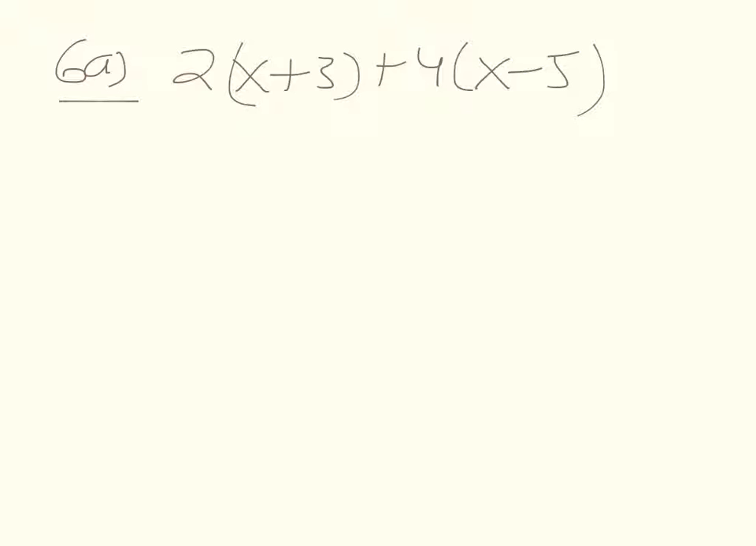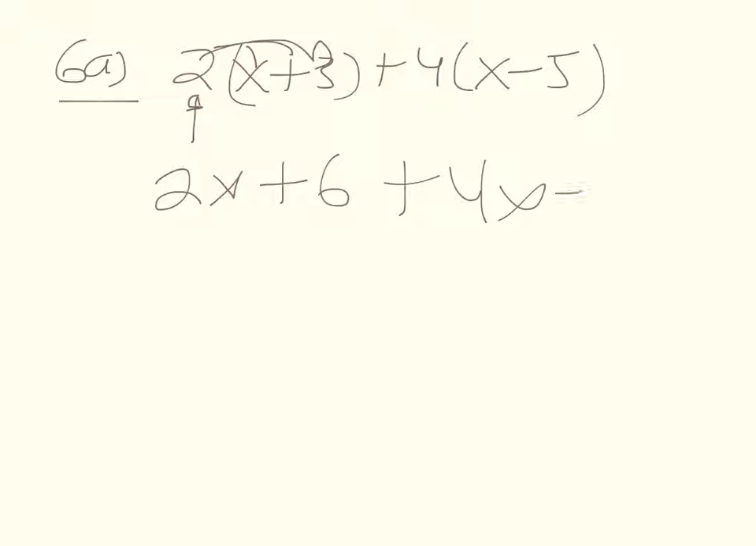You could have done this in grade 9, but you may have forgotten how to do this because you're so busy right now. You can open that bracket up and multiply by what's in front of the bracket. So it's 2 times x, and that's 2 times 3. So that times that times that. 2x plus 6. 4 times x is 4x. 4 times minus 5 is minus 20.